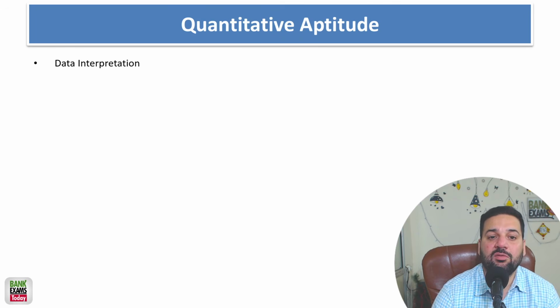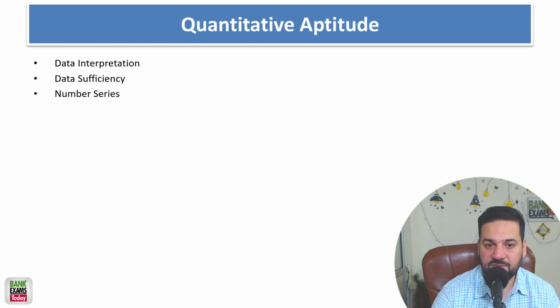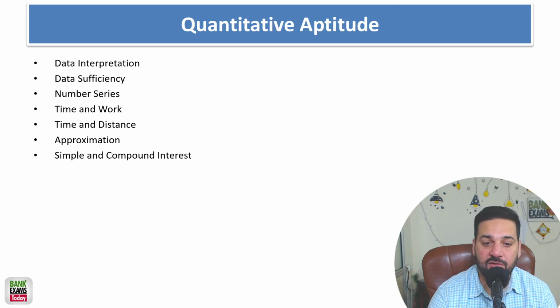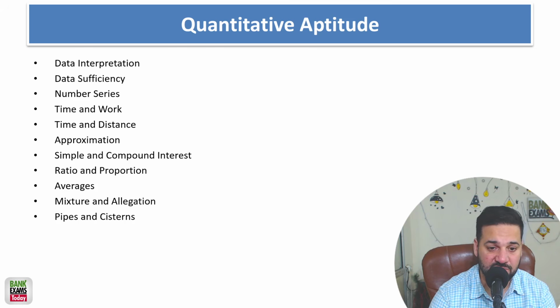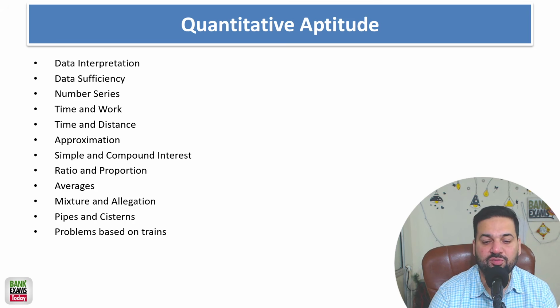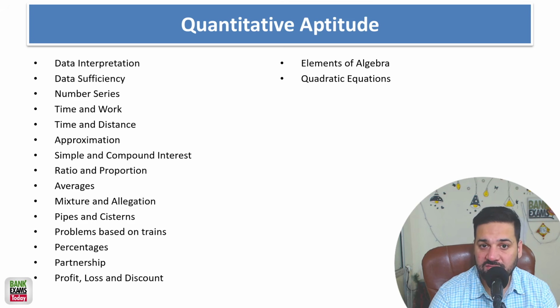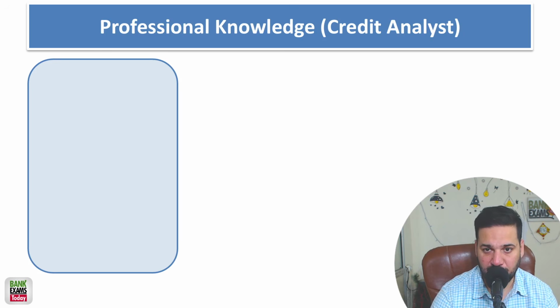For quantitative aptitude, there is data interpretation, data sufficiency, number series, time and work, time, speed and distance, approximation, simple and compound interest, ratios and proportions, averages, mixtures and allegations, pipes and cisterns, problems based on trains, percentages, partnerships, profit and loss, algebra, quadratic equations. This is the syllabus, right?